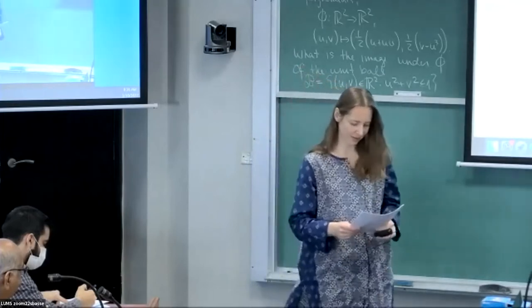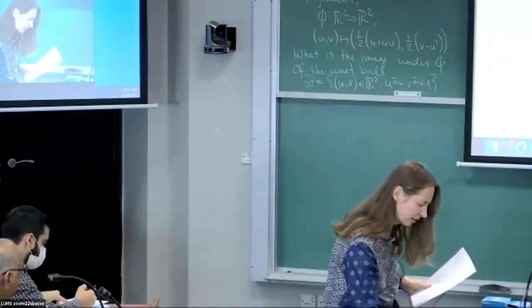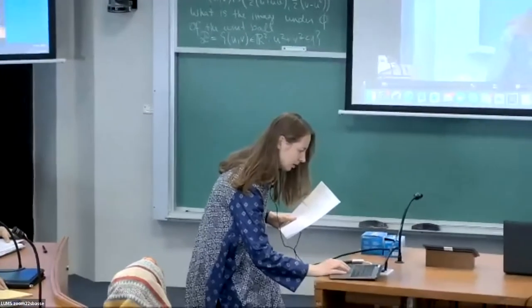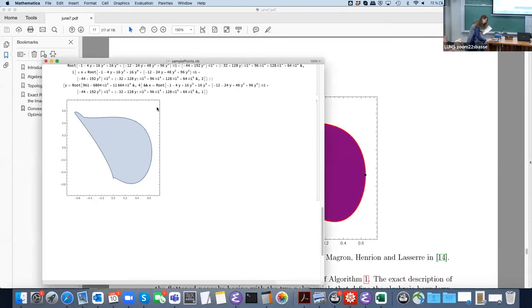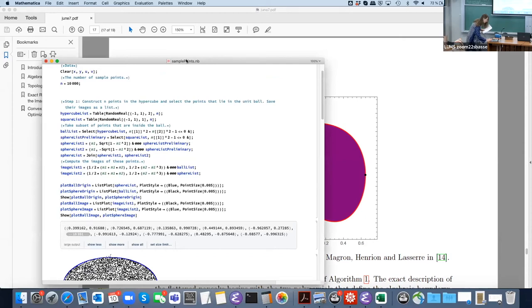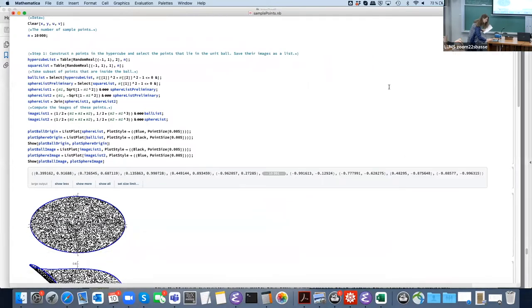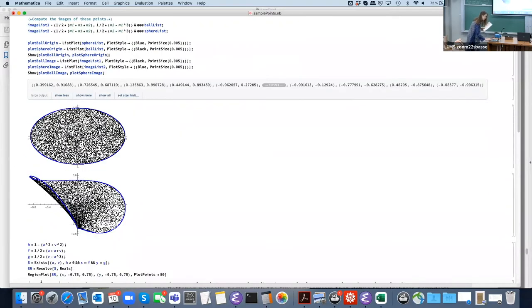Any other suggestions? Before I give you three suggestions for how to answer this problem. Okay, if not, then the first idea. Now let me also share the screen. The very first idea, and let me make it larger, actually comes from Pablo Parrilo. It is to sample points in the unit ball. You can see the first picture over here.